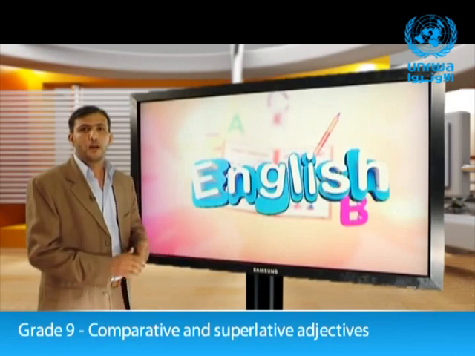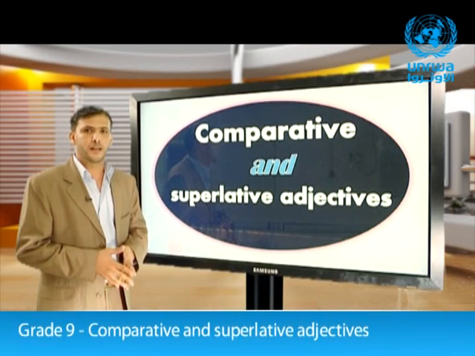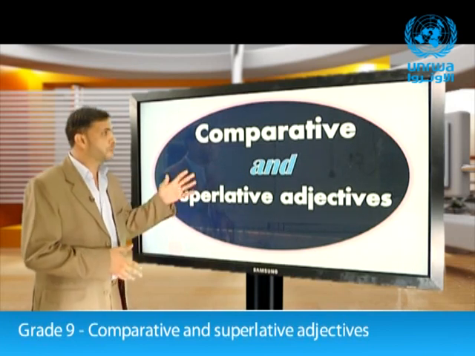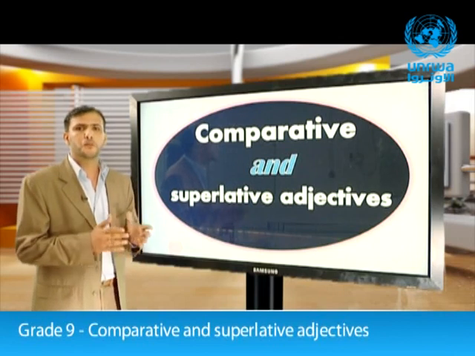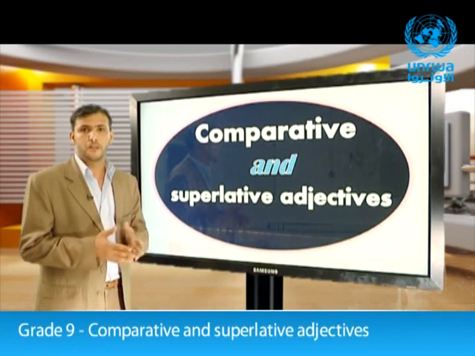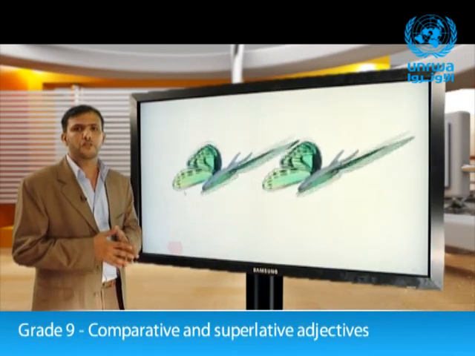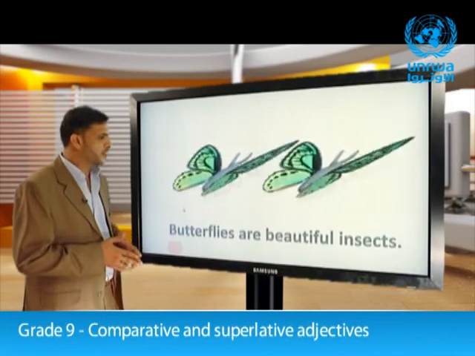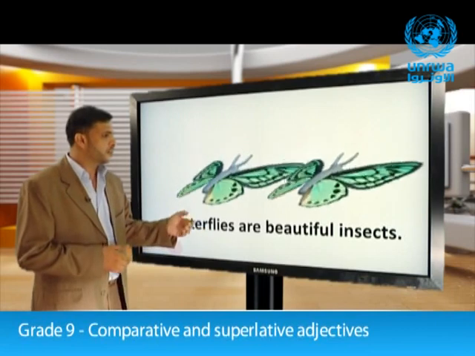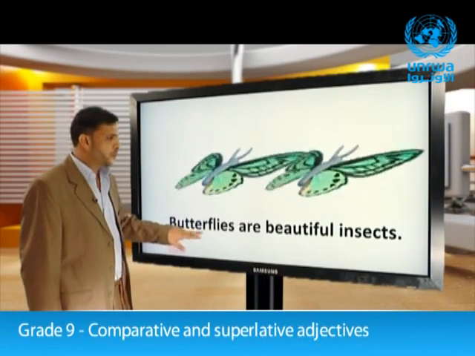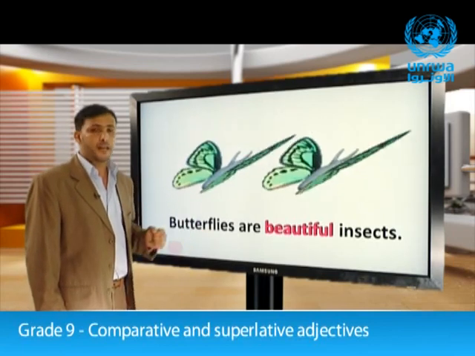Dear students, our lesson today is the use and the form of comparative and superlative adjectives. We are going to learn how to compare between two things or more, two people or more. Now look at these butterflies. Butterflies are beautiful insects. Beautiful is an adjective.